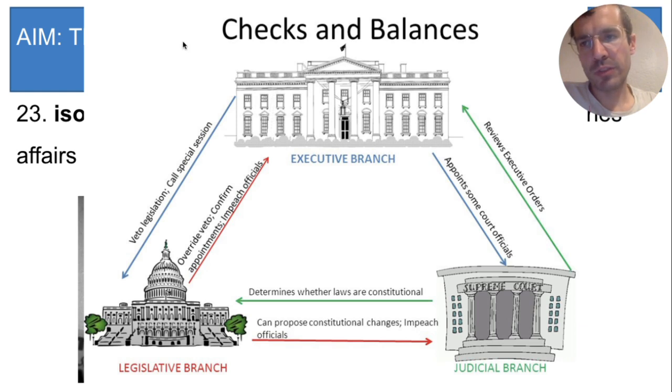This is a good example of checks and balances in US government. The president, or the executive branch, wanted one thing, but Congress, the legislative branch, overruled him.